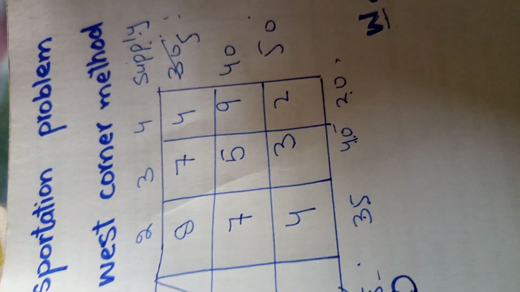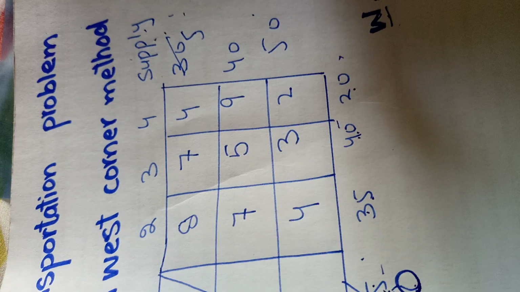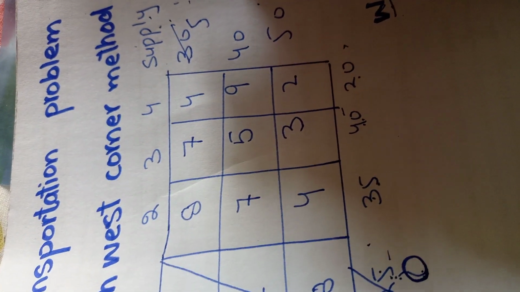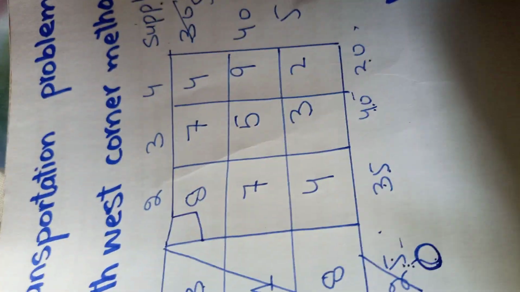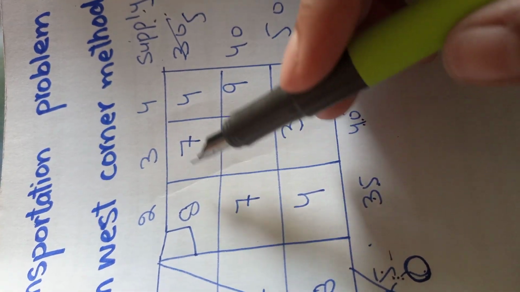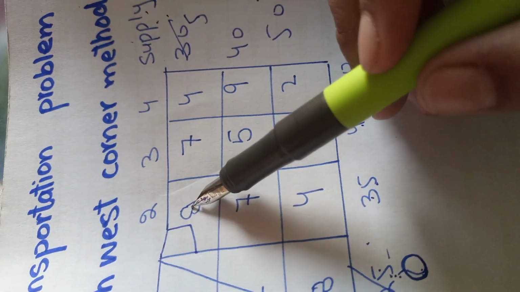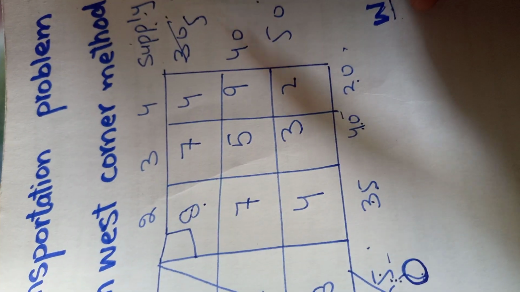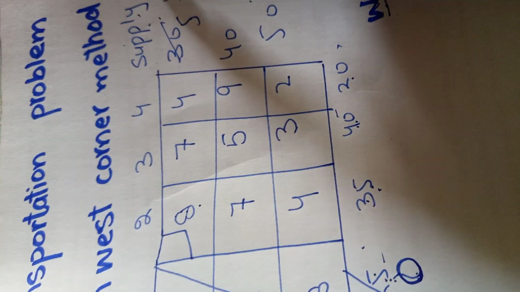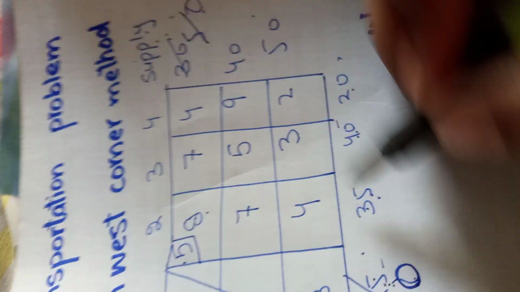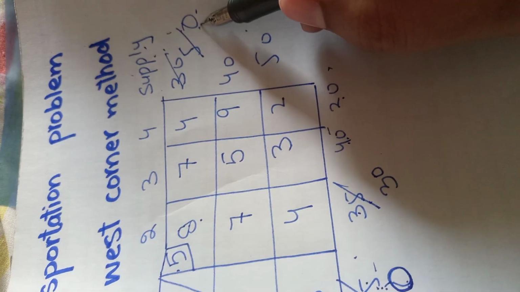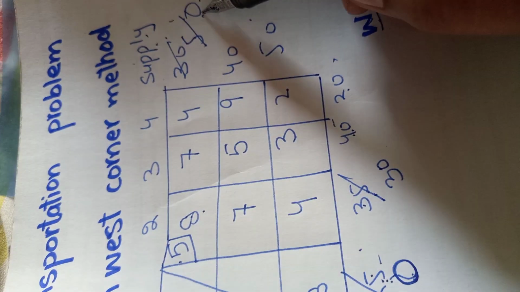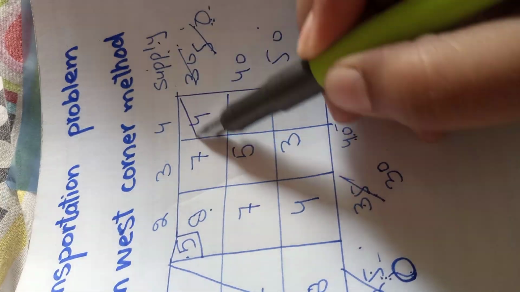Now in the same way we have to choose another number by choosing the most left one and most upper one. So 8 is the respective number. Now we have to choose the least value from supply and demand with respect to 8. With respect to 8, the supply value is 5 and demand value is 35. We have to write 5 here and cut 5, and 35 minus 5 becomes 30. So this row supply becomes 0 in the first row, so this row will be cut down.